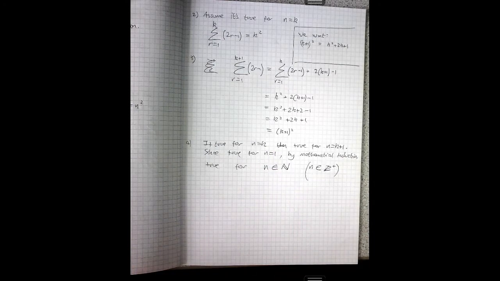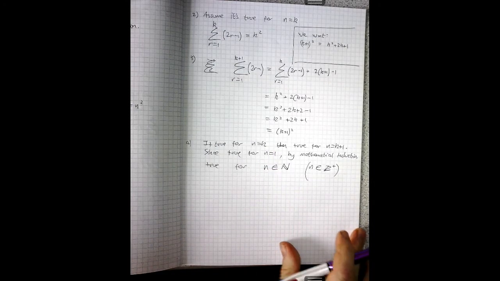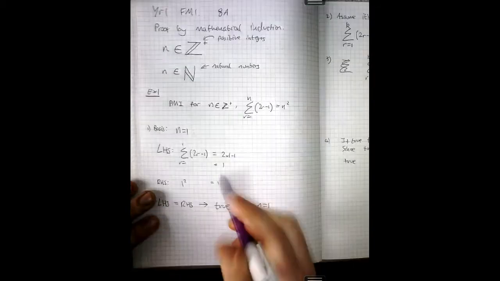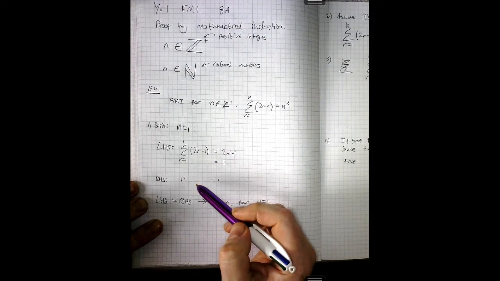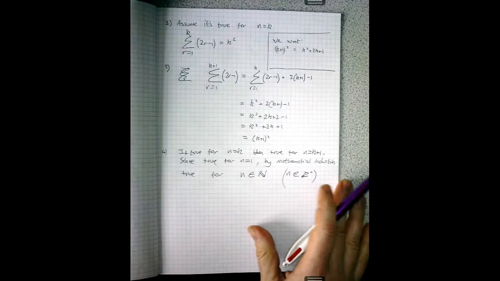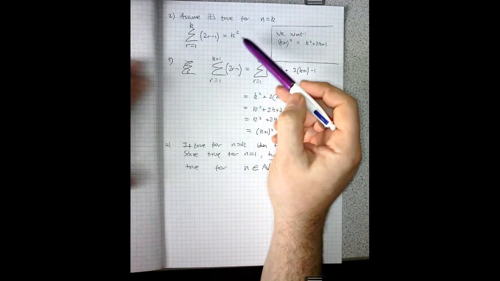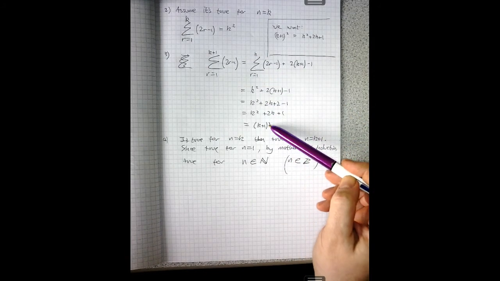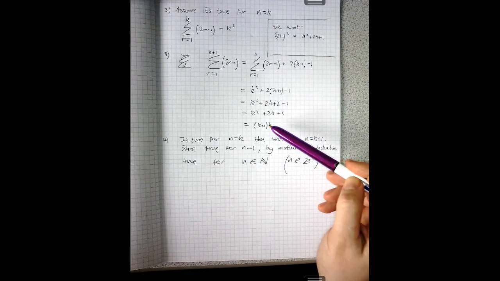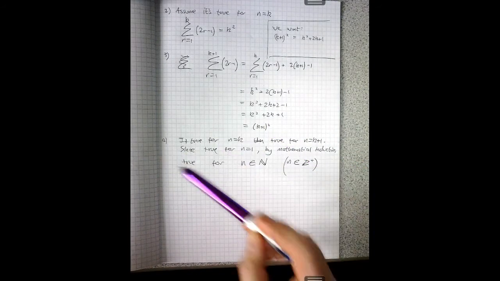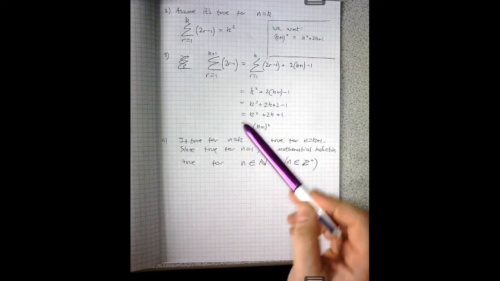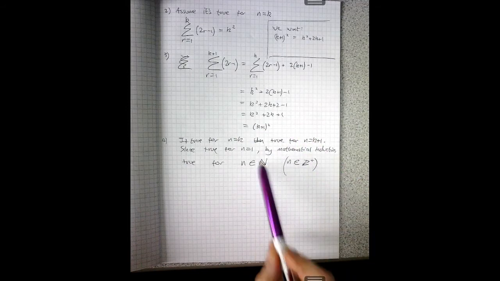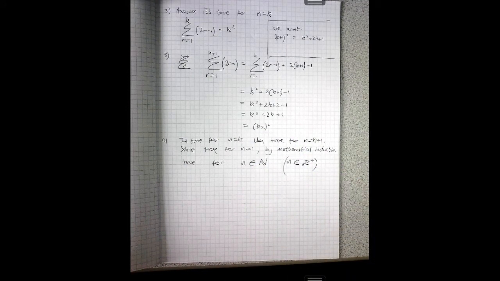So the steps are: show that this is true when n equals 1. Assume it's true for n equals k, and show that if it's true for n equals k, then it's true for n equals k plus 1. And since we've got a case where it is true, then it must be true for n equals 2, n equals 3, n equals 4, etc. And you might want to go back and have a think about the logic behind this. I'm going to do example 2.